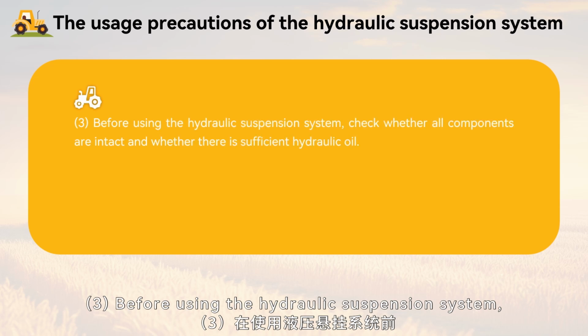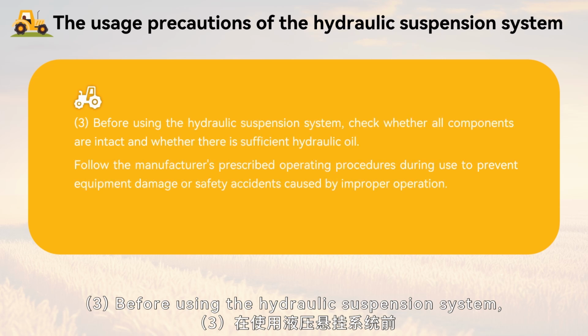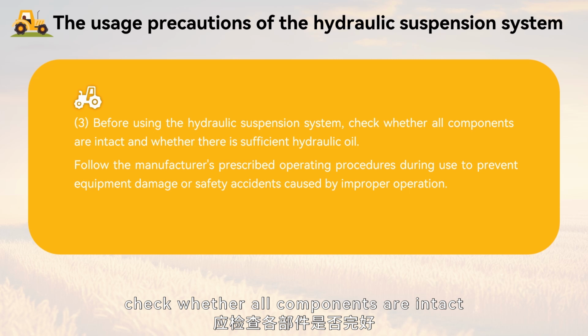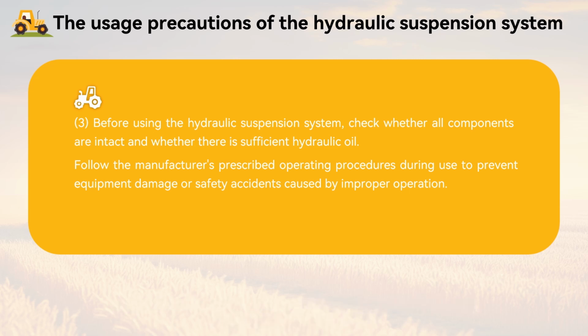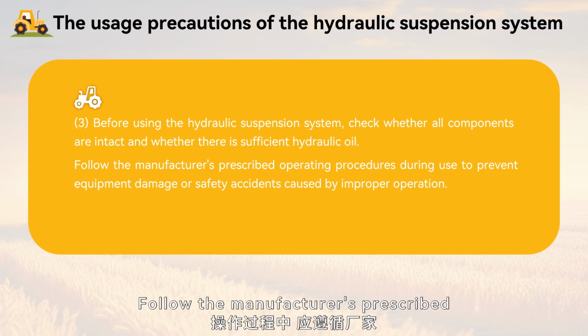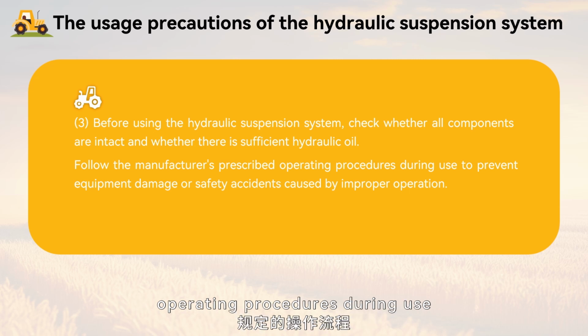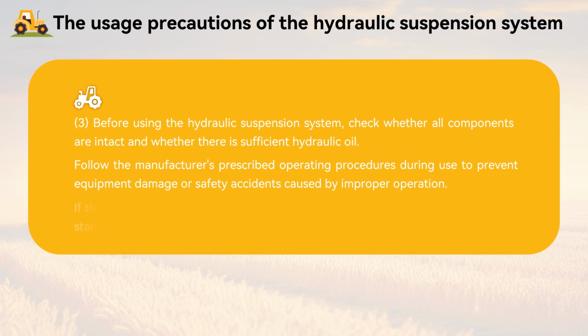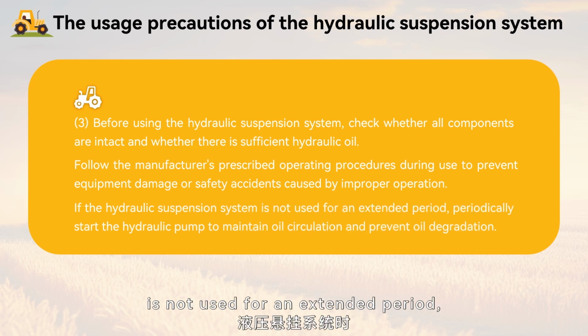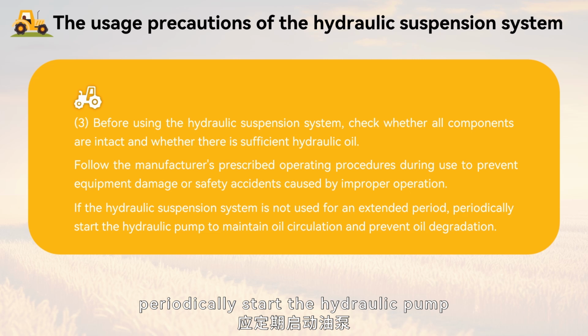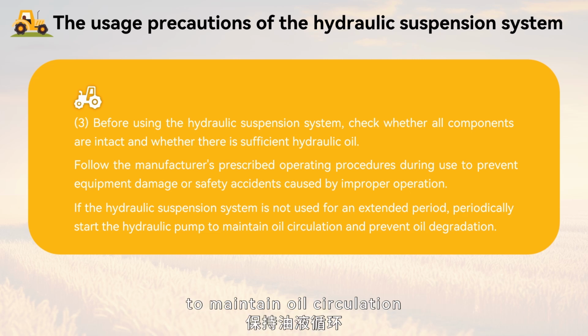3. Before using the hydraulic suspension system, check whether all components are intact and whether there is sufficient hydraulic oil. Follow the manufacturer's prescribed operating procedures during use to prevent equipment damage or safety accidents caused by improper operation. If the hydraulic suspension system is not used for an extended period, periodically start the hydraulic pump to maintain oil circulation and prevent oil degradation.